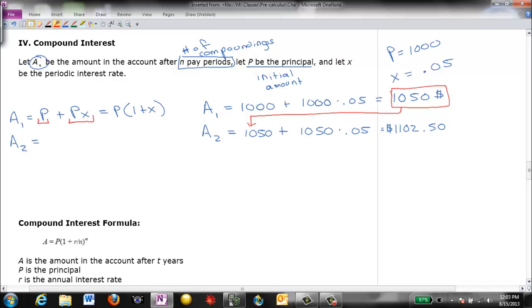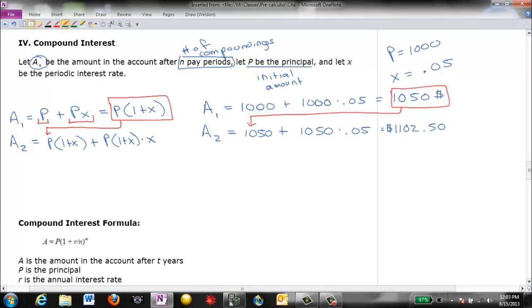So I'm taking my account balance from the previous compounding and I'm bringing it down into my new formula, right? So I'm going to have P times (1 plus x), which now represents my new principal, plus P times (1 plus x) times x. Okay.